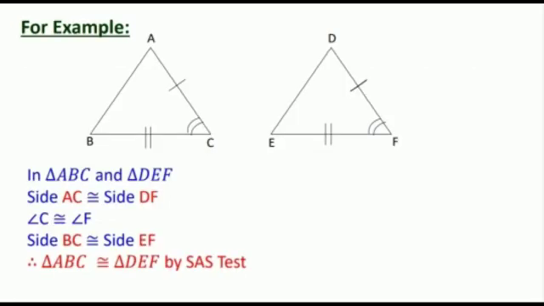Let's see the example of side angle side test, that is SAS test. Now children, in these two triangles, triangle ABC and triangle DEF, side AC is congruent to side DF. Angle C is congruent to angle F. Side BC is congruent to side EF. So we can say that triangle ABC is congruent to triangle DEF by SAS test. So children, here you can see that the two sides and one angle of a triangle is congruent to two sides and one angle of the other triangle. So we can say that the two triangles are congruent to each other.